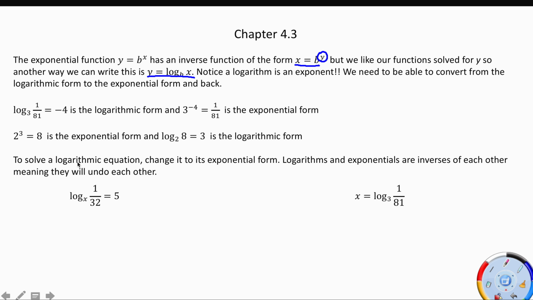So to solve a logarithmic equation, we just simply change it to its exponential form, right? So if I have log with base x, base is x, and if a logarithm is an exponent, x to the 5th equals 1 over 32. Okay, and now this is an equation that we know how to solve. Take the 5th root of both sides so that we have x equals the 5th root of 1 is 1 and the 5th root of 32 is 2.